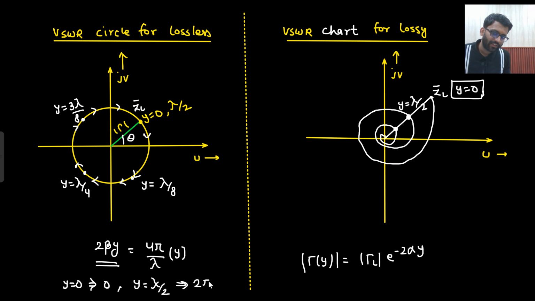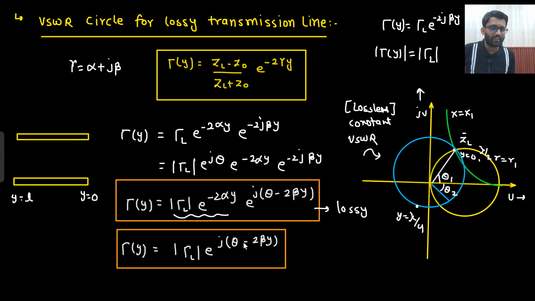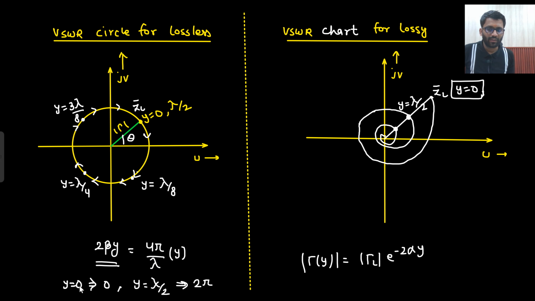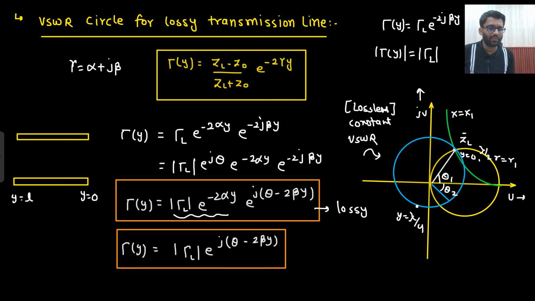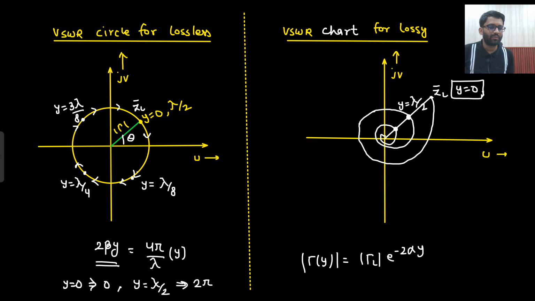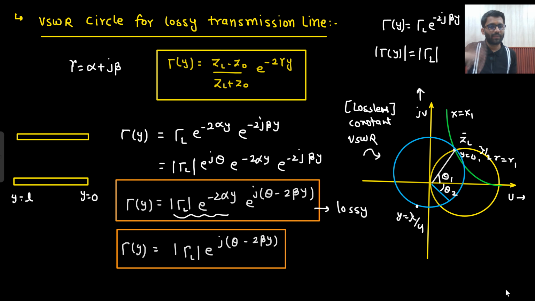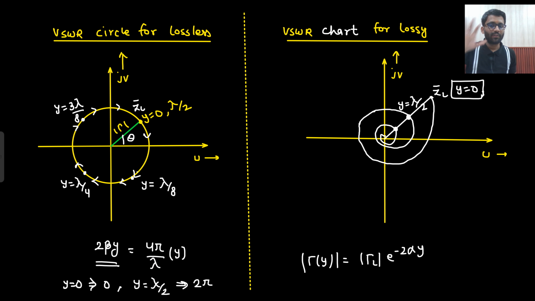You get the same phase, that is 2 pi only, because 2 pi is the same phase only. So here the phase will be theta minus 0 at y equals to 0. At y equals to 0, the phase will be theta minus 0, and at y equals to lambda by 2, phase will be theta minus 2 pi, and theta minus 2 pi is equivalent to theta only. So phase will be same at 0 and lambda by 2.